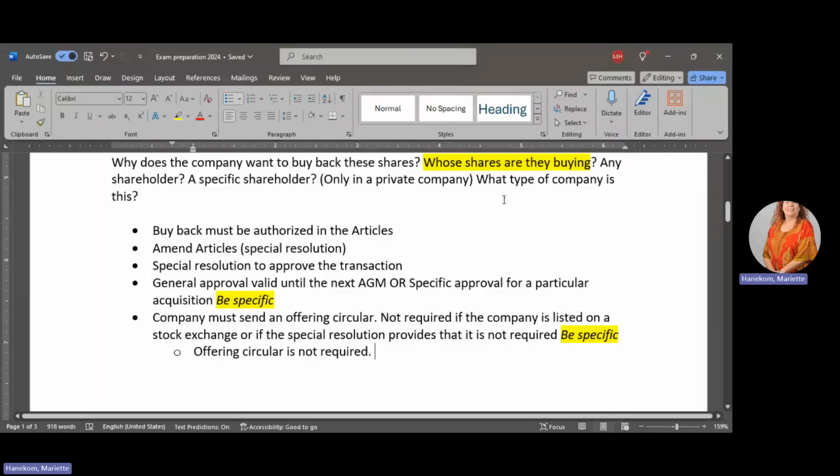What type of company is this? If it's a private company, don't tell me that it's not necessary or is not required if the company is listed on the stock exchange, because it won't be. I will give you the information whether it is listed or not. So specifically then for these two aspects, I need you to be specific in your answers. The rest of the procedure is the same. That doesn't matter what type of acquisition it is.